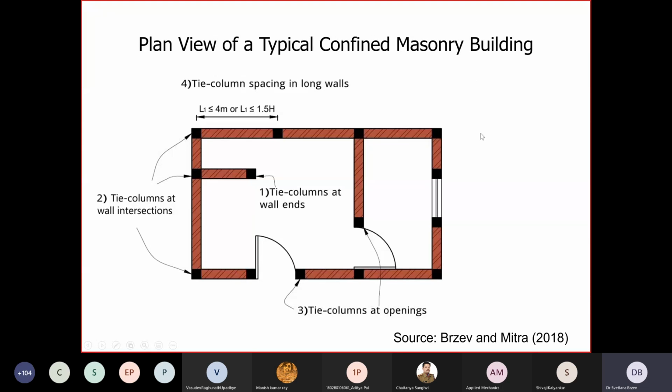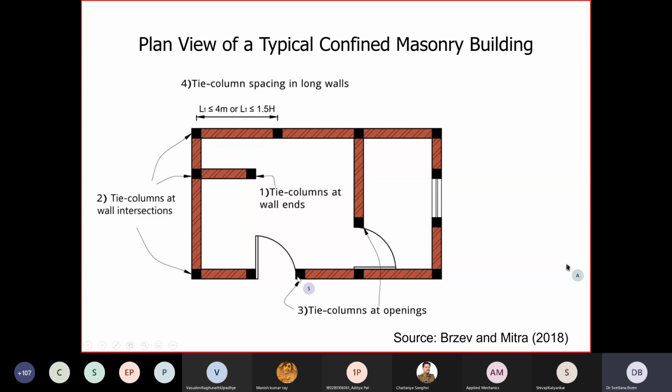Looking at the plan view, these black squares show the locations of tie columns, and now you can see a clear difference between the confined masonry system and the frame system. In the frame system, you would have grid lines of columns in some regular pattern, but you can see that these tie columns are placed differently. There are certain rules, labeled here with numbers. For example, tie columns need to be provided at the wall ends. Then, they need to be provided at the intersections of walls. Let's say at these two exterior walls at the intersection there are tie columns, and also where an interior wall meets an exterior wall there is a tie column.